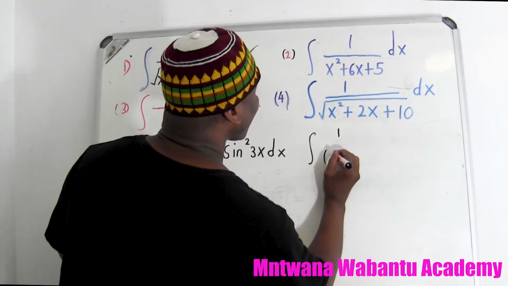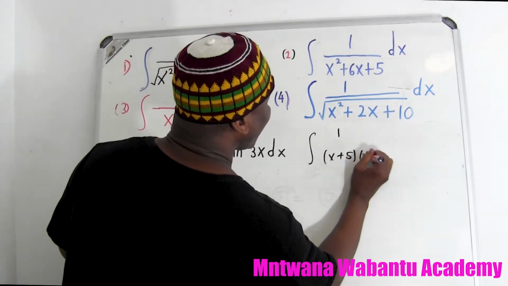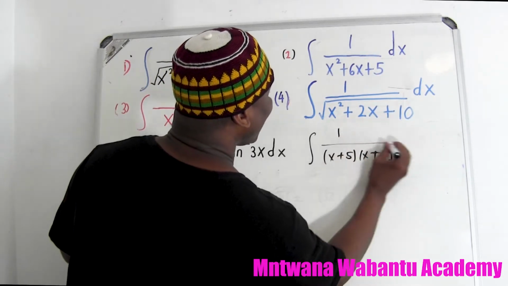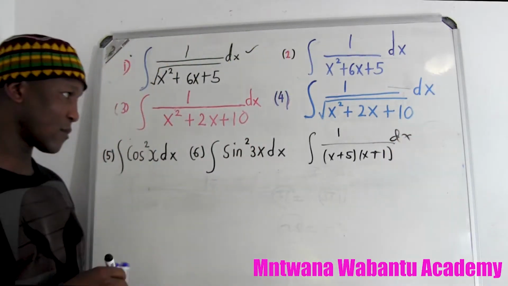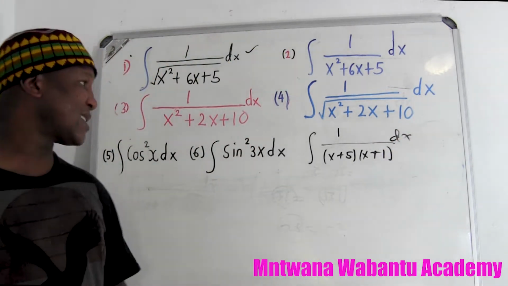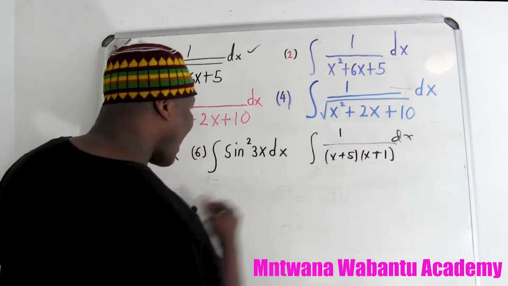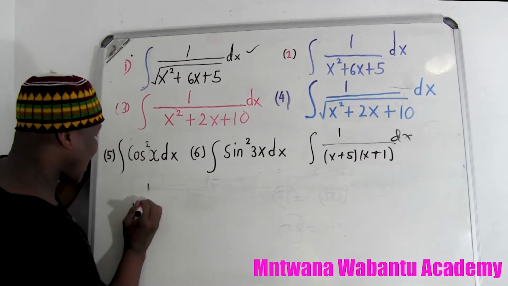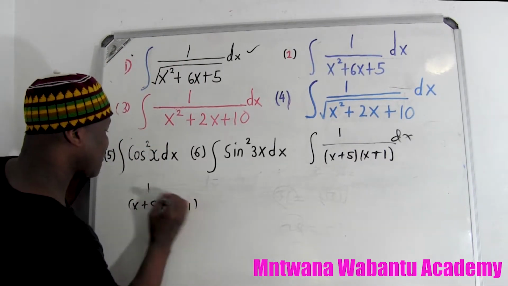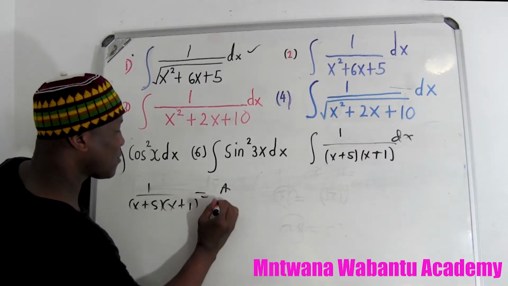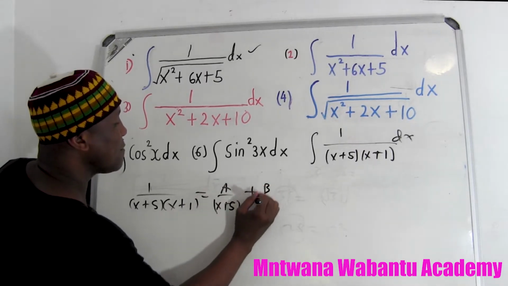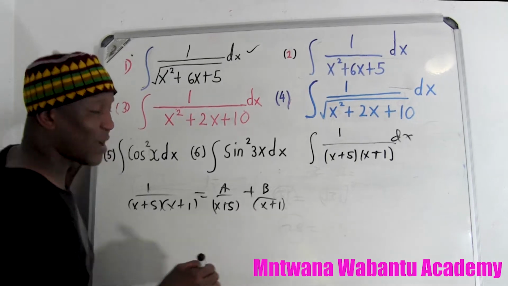I'll say the integral of 1 over x plus 5, x plus 1, dx. I can do that. After that, I'm going to separate, taking this one and breaking it down. So 1 over x plus 5, x plus 1 equals a over x plus 5, plus b over x plus 1. Partial fraction.